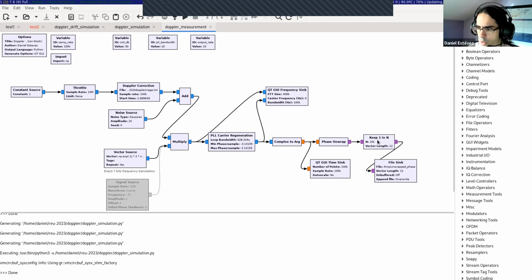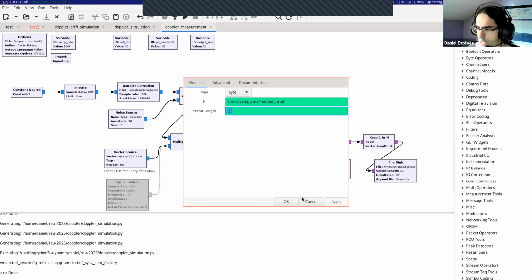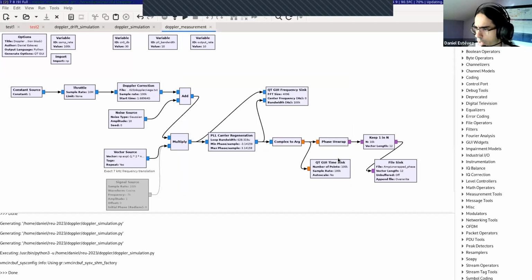The rest of them are dropped. And that's the way to decimate and obtain just 10 measurements per second instead of 100,000. And I'm saving the output on a file. The vector length is 12 anytime you are using this phase unwrap block, because it's an 8-byte integer, sorry, plus a 4-byte floating point number.